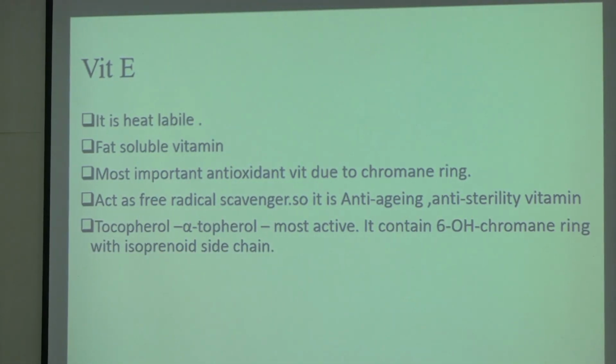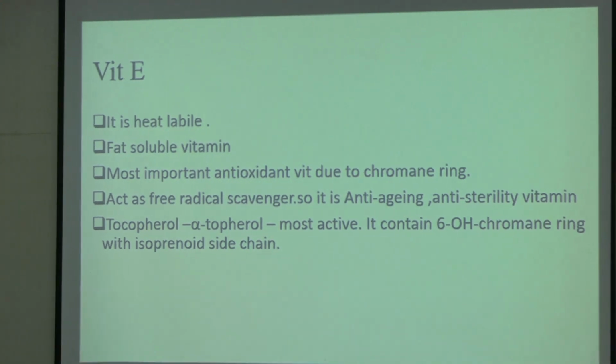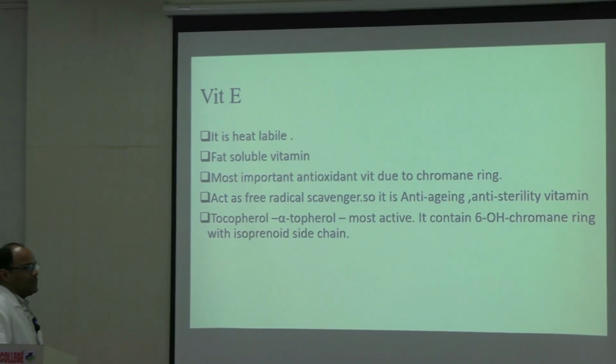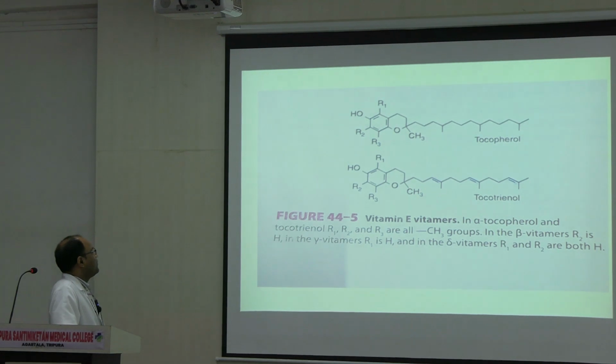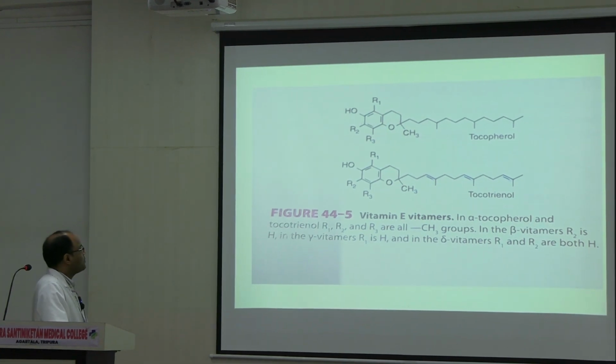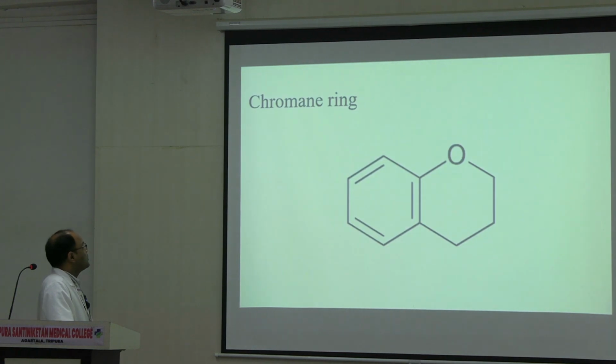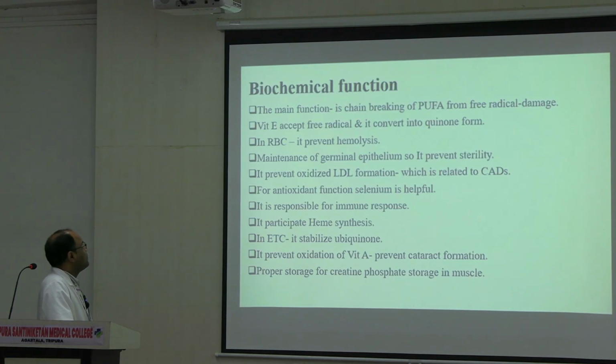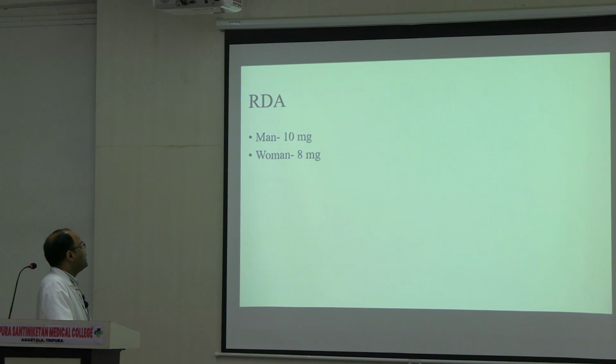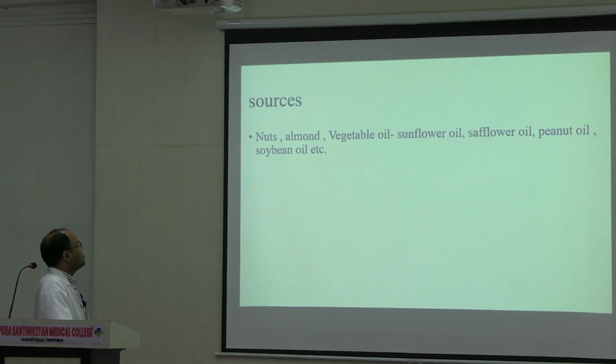These are fat soluble. The most important function is free radical scavenging. Daily requirement: men 10 mg, women 8 mg. Sources: nuts, almonds, vegetable oil, etc.